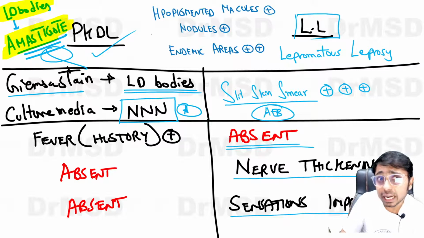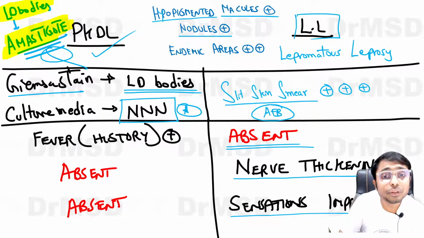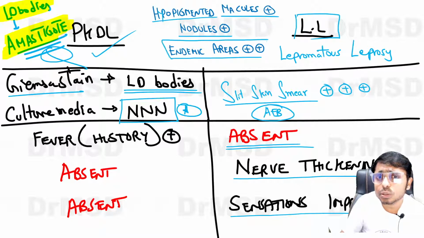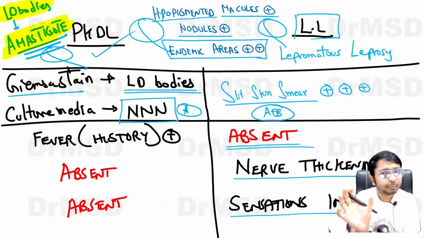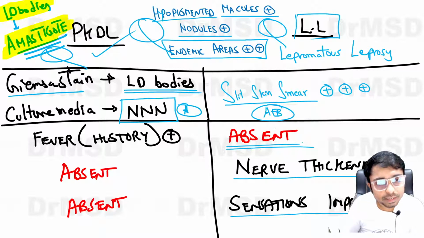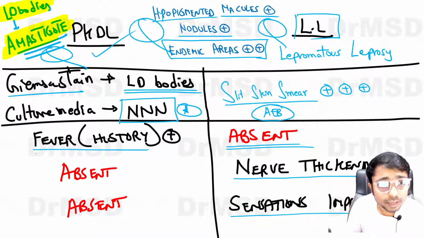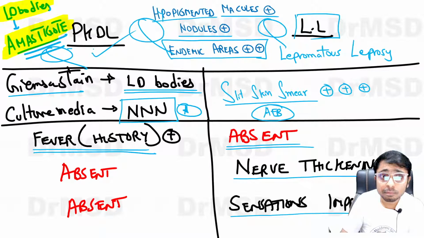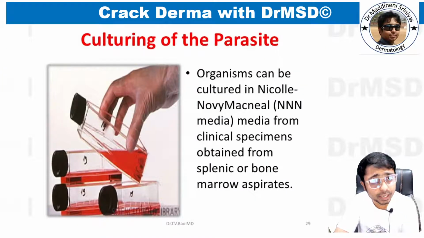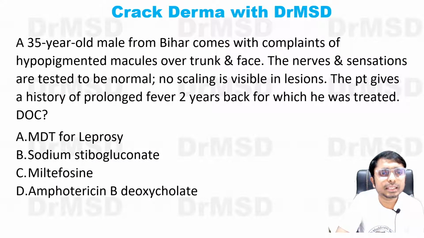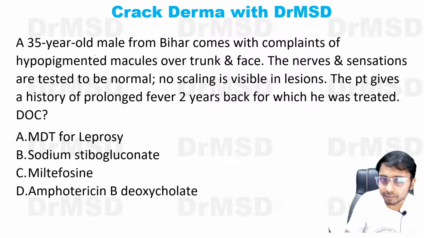Why are these two important differentials? Because both of them can present with hypopigmented macules over the body, both of them can have nodular lesions over the body, and the endemic areas for both these conditions are also the same. All these features make it very difficult for us to differentiate between them. That is the reason why in the question the examiner will give you some other clues, for example a history of fever will point towards a diagnosis of PKDL. Don't worry, the examiner will not be like a villain. They will give some very good clues in the question. This was also discussed by me previously in one of the videos.